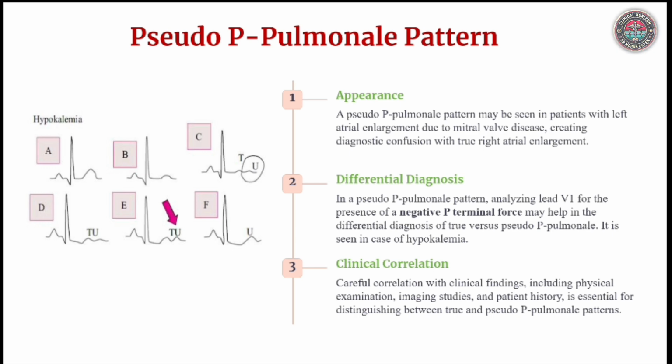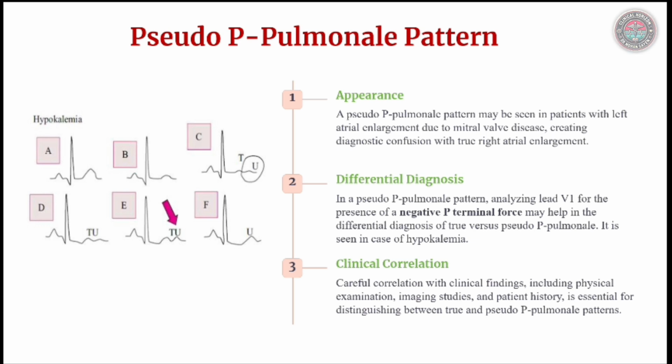Pseudo-P pulmonale pattern. Certain conditions falsely suggest right atrial enlargement on ECG. In pseudo-P pulmonale, the P wave appears peaked due to mitral valve disease or electrolyte imbalances rather than actual right atrial pathology. Differentiation relies on evaluating lead V1, where a concurrent negative P terminal force suggests left atrial enlargement instead. Hypokalemia is another common cause, requiring electrolyte correction rather than cardiac intervention.